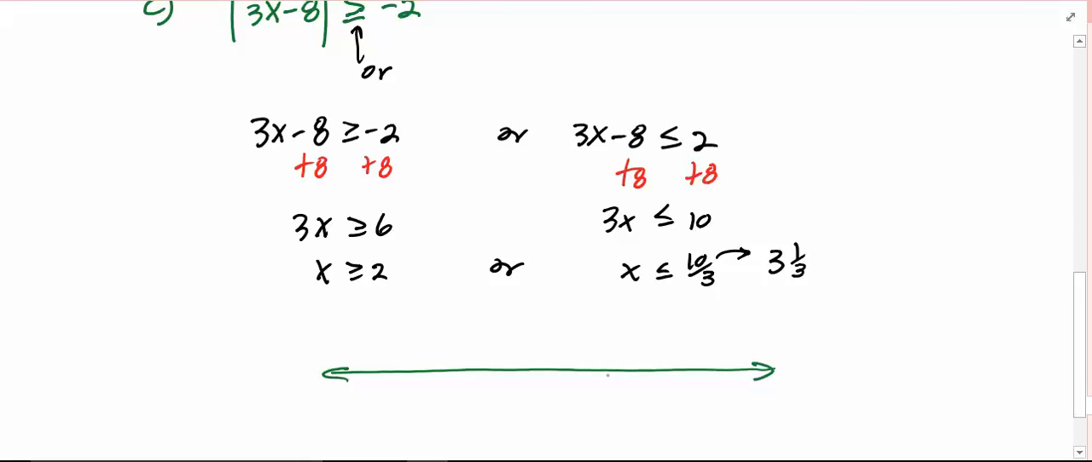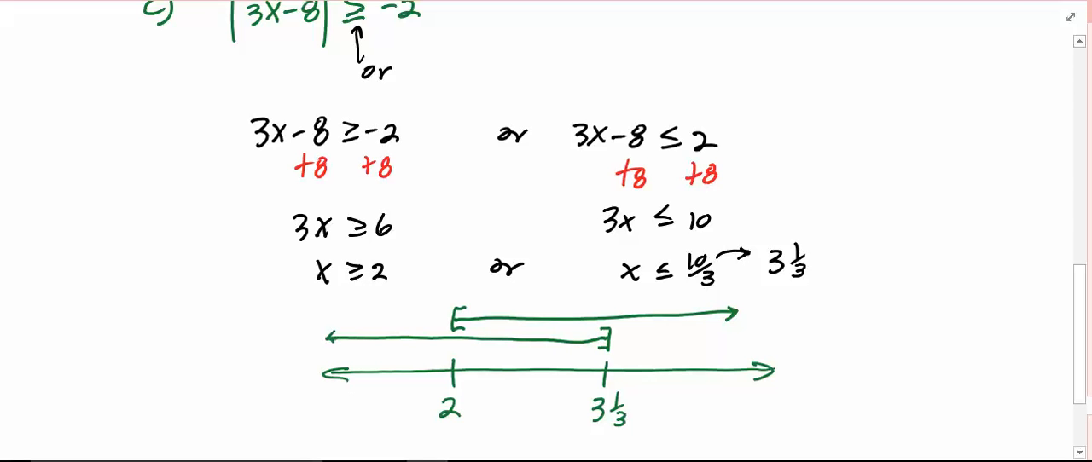Let me put my 2 points on here, 2, and then we have 3 1/3. So I have anything greater than or equal to 2. Excuse me, boy howdy. I think I should put the 2 showing it smaller than the 3 1/3. Anything greater than or equal to 2 goes this way. Anything less than or equal to 3 1/3 goes this way.